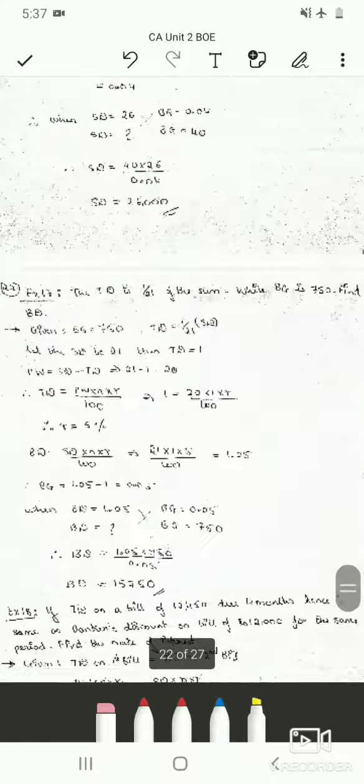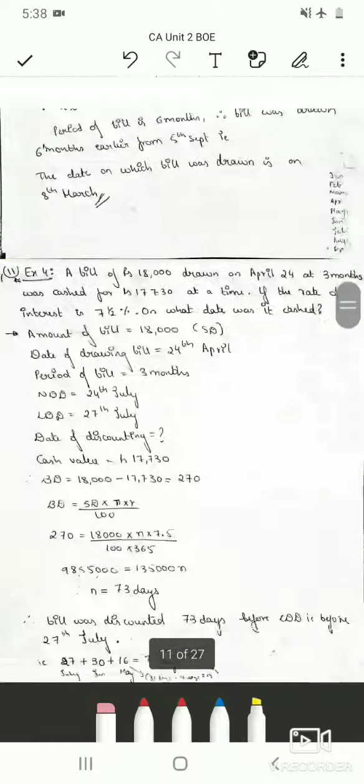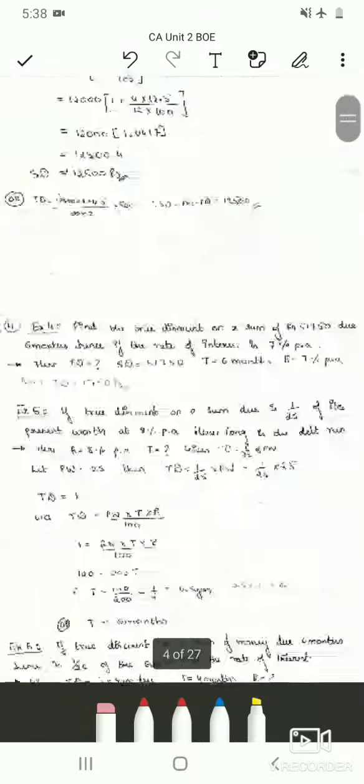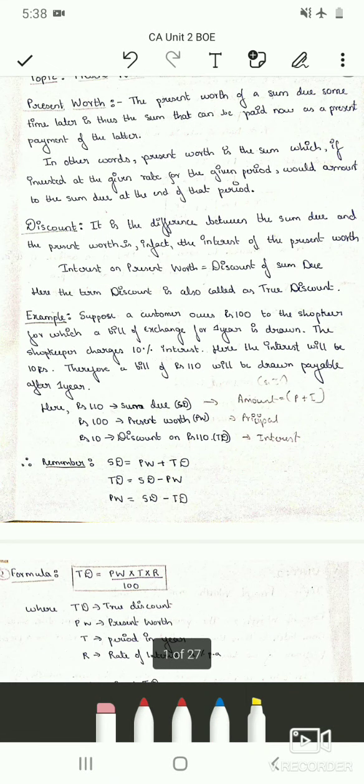So I have covered all the problems from the second unit, that is bills of exchange and present worth and discount, and the notes is uploaded in SharePoint. Go through this. If you have any doubts, you can ask me. From the next class we will begin with the third unit, and for your first internals you will be having questions from the first two units, that is simple interest, compound interest, depreciation and bills of exchange. So go through the notes.